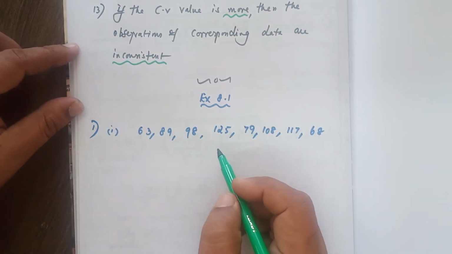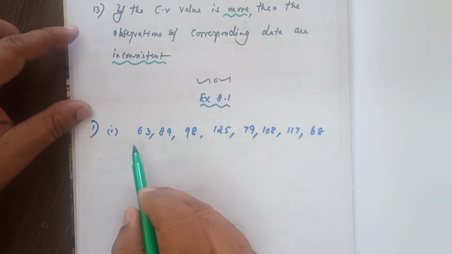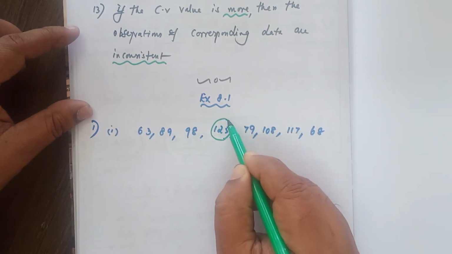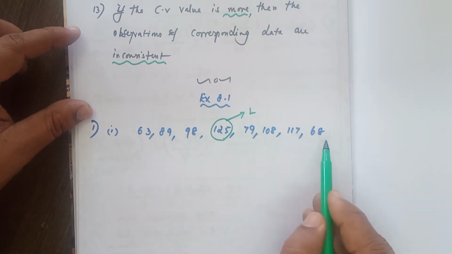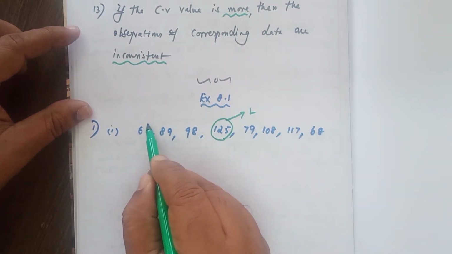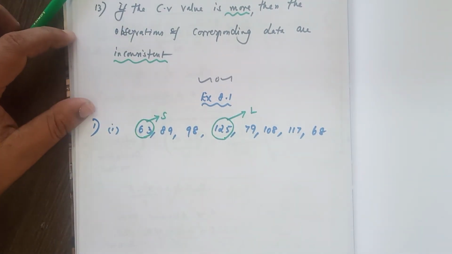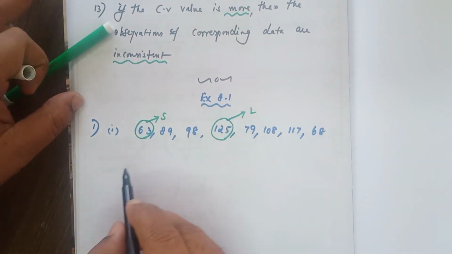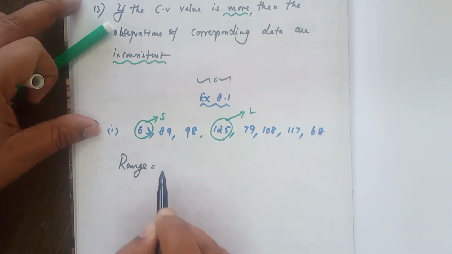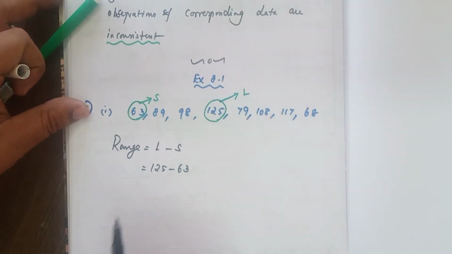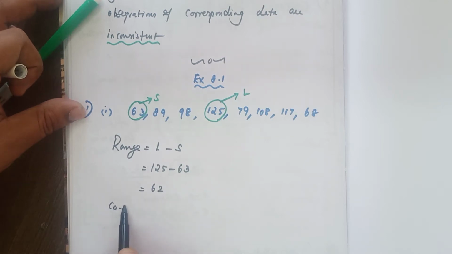For finding the range, you must know the largest value and the smallest value. Here the largest value is 125. This is L. Smallest one is 63, obviously 63. Now we can find the range. Range equals L minus S. Yes, L that is equal to 125, S that is equal to 63. If you subtract, you will get 62. Range is over.